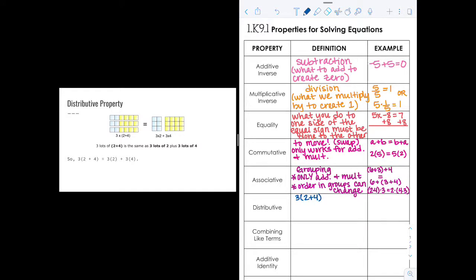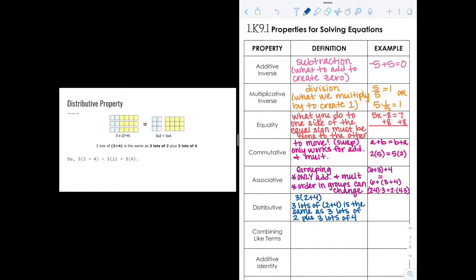This means that 3 lots of 2 plus 4 is the same as 3 lots of 2 plus 3 lots of 4.